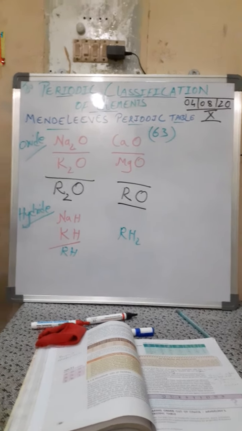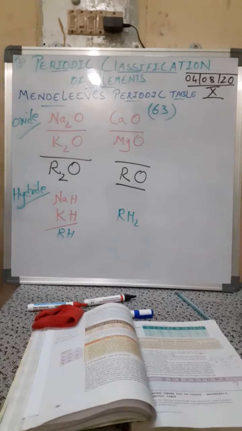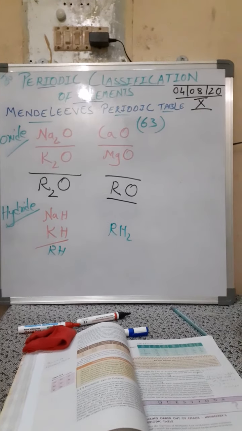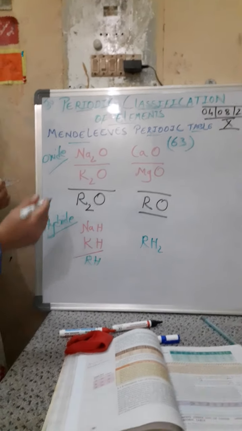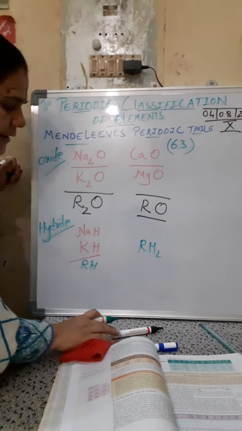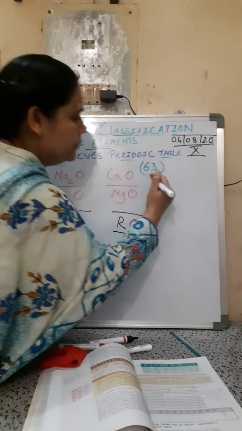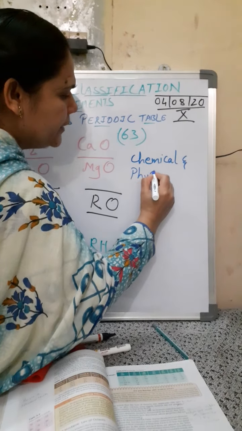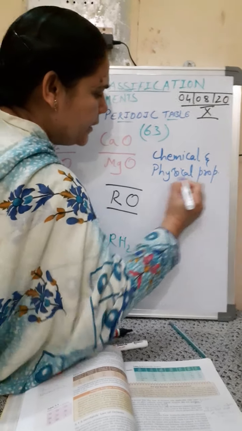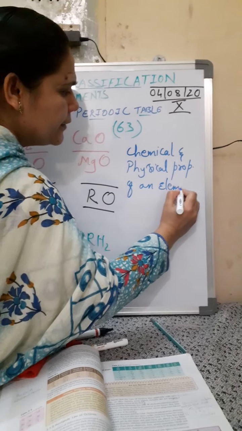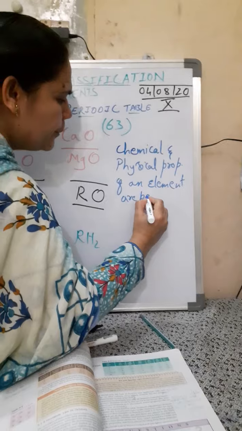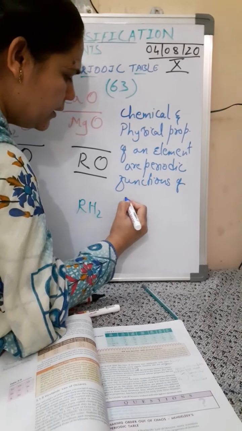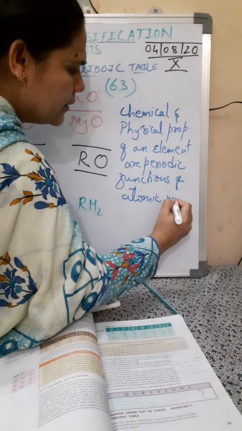So we have discussed what the criteria were. One was increasing order of atomic masses, and the other was the chemical properties. And which chemical properties? Oxides and hydrides. Thereby he came to a conclusion to give his law. So what was the law? The law stated that the chemical and physical properties of an element are periodic functions of their atomic mass.